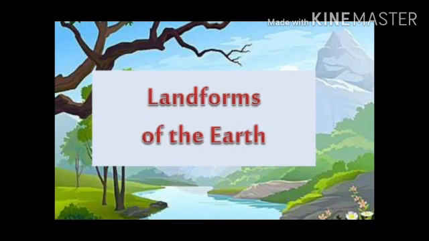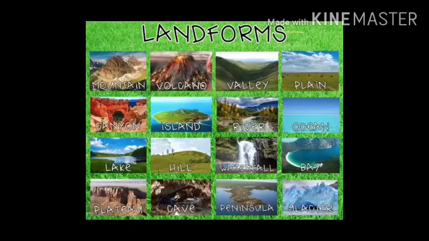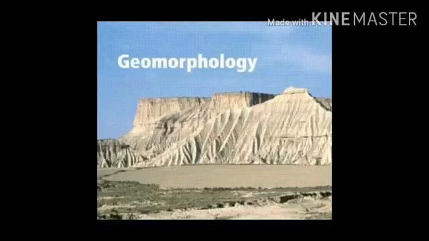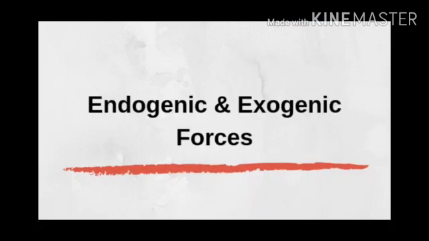Landforms of the earth. Landforms are natural features of the earth's surface. They are produced by the earth's natural forces of erosion, deposition and tectonic processes. Study of landforms: Geomorphology. Geo means earth, morph means form, ology is study. The variation on the land is created by two forces: endogenic forces or internal force.